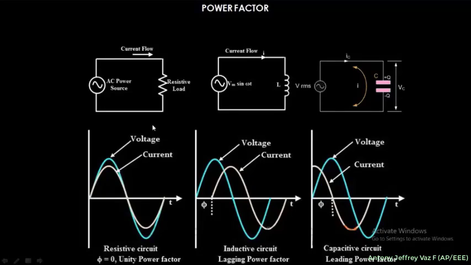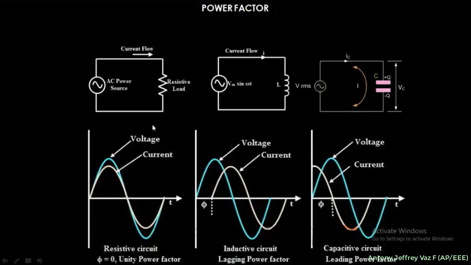Power is the amount of energy which is required to do the work. If you need to do a work, you need some power. So in electrical or electronics, power is represented as voltage into current.